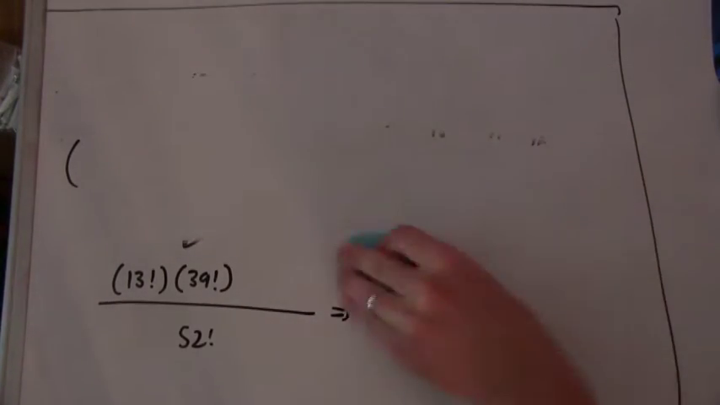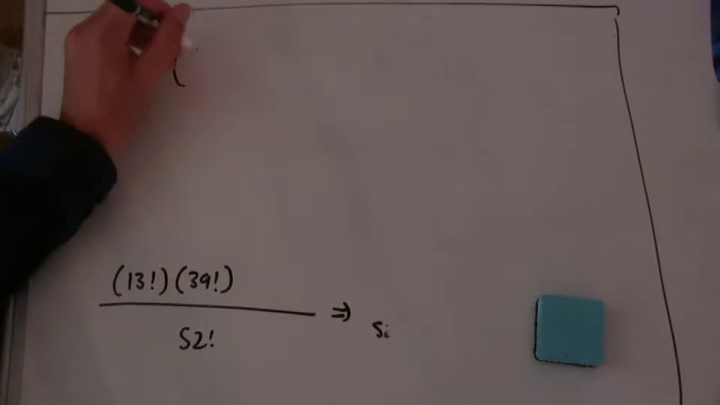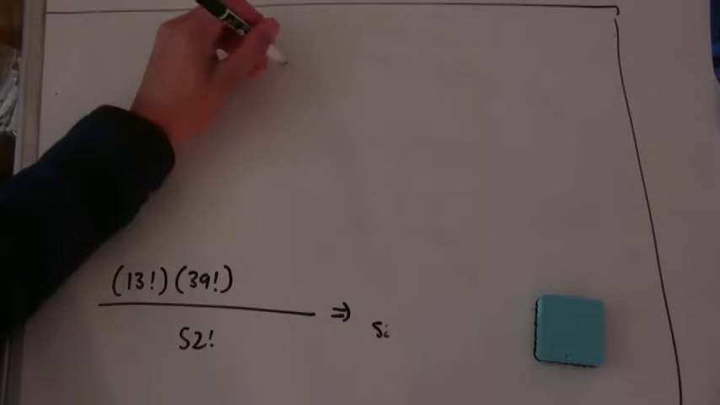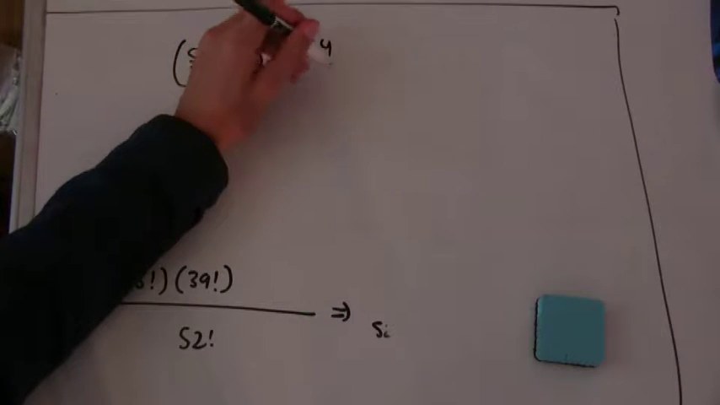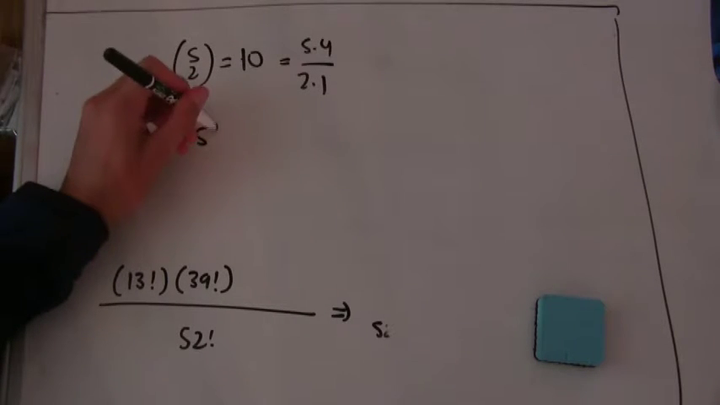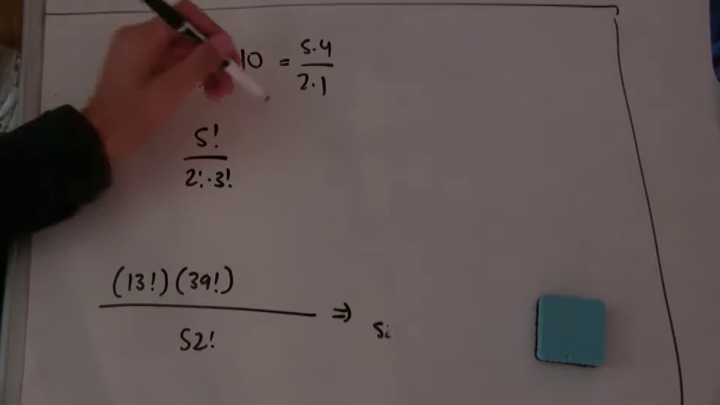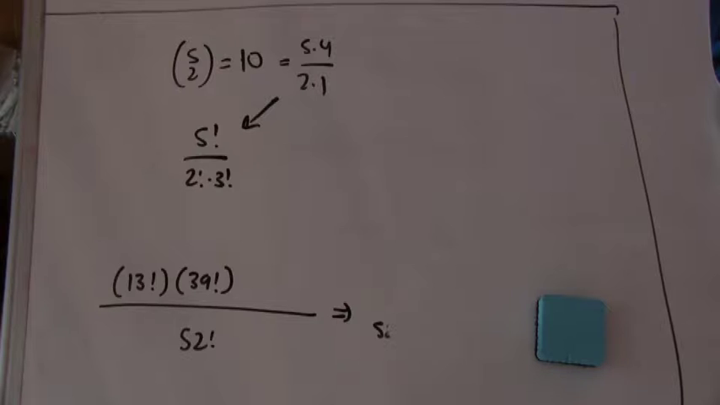Up here, we'll keep our thing down here. Alright, so we know 5 choose 2 is 10, and I would think of it as 5 times 4 over 2 times 1. So you could write it as 5 factorial over 2 factorial times 3 factorial. Okay, so it kind of looks like what we have here, but it's flipped upside down. Alright, that's fine.